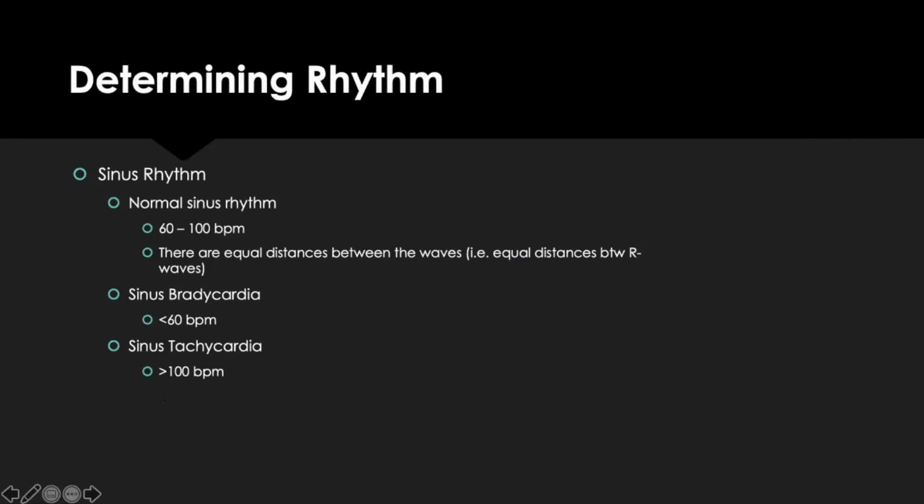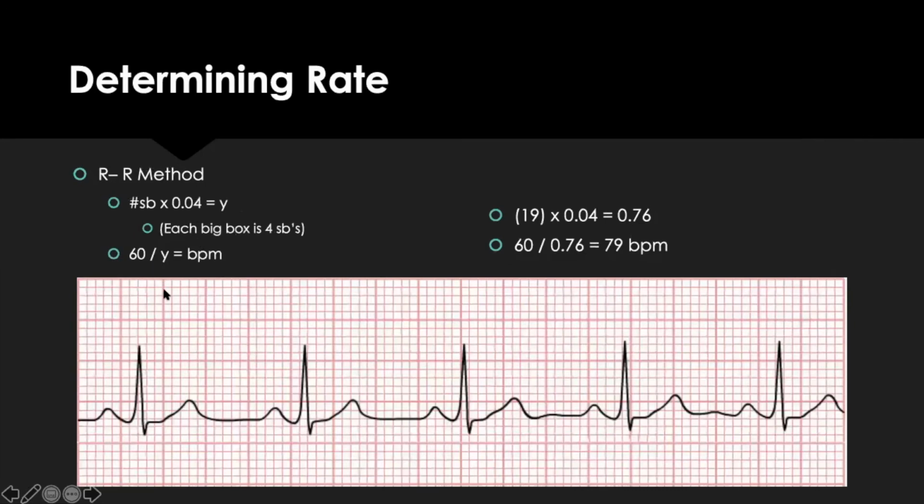Sometimes it's hard to tell if the waves are equal distances, but you can use a ruler, or you can make notches on a piece of paper. Pretend you have a piece of paper right here, you make a notch here on the paper, and then you make a notch here on the paper, and then you move that paper to compare to see if the notches are the same length between each one of these R waves. And that can help you determine whether or not it would be a normal sinus rhythm.